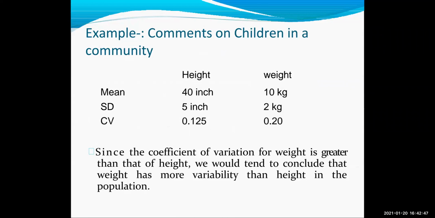Now, comments on the children in the community. We have height, weight, mean, standard deviation. Since the coefficient of variation for weight is greater than that of height, we would tend to conclude that weight has more variability than height in the population.